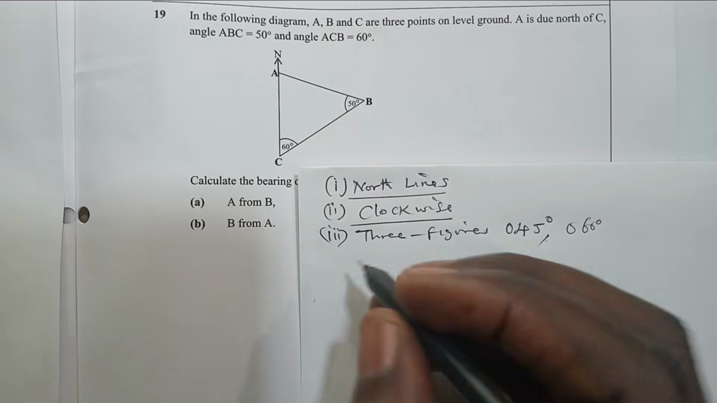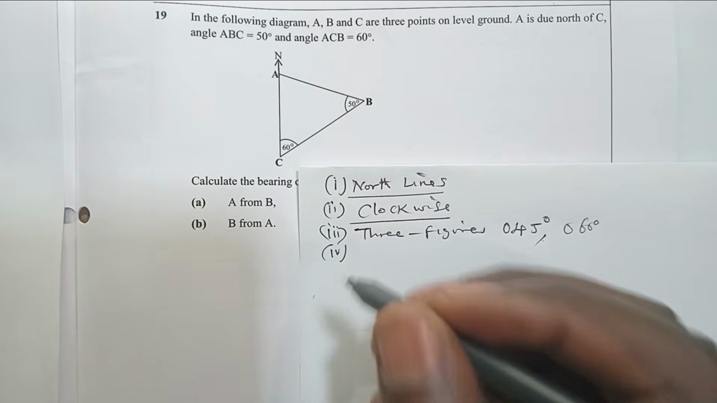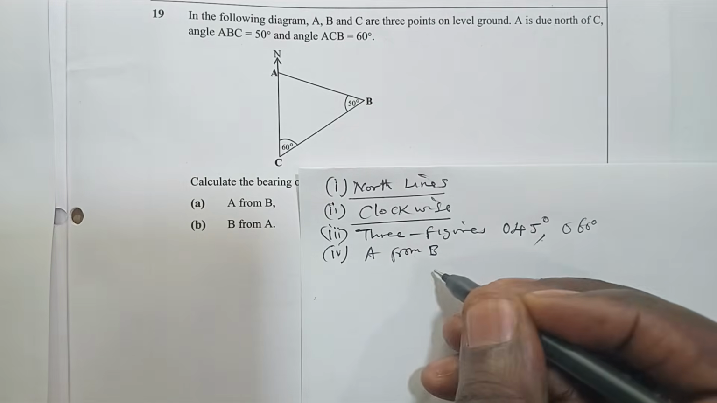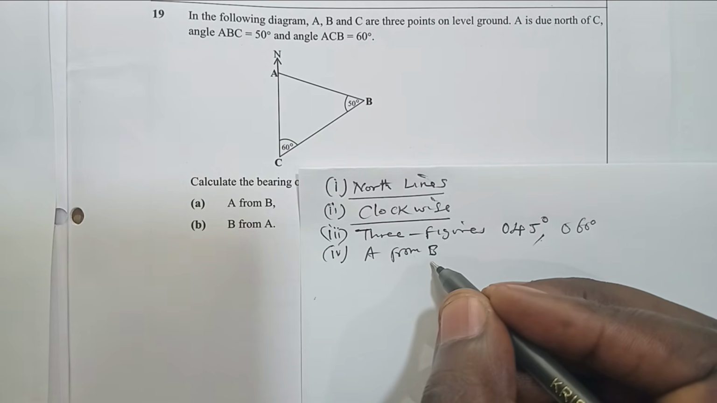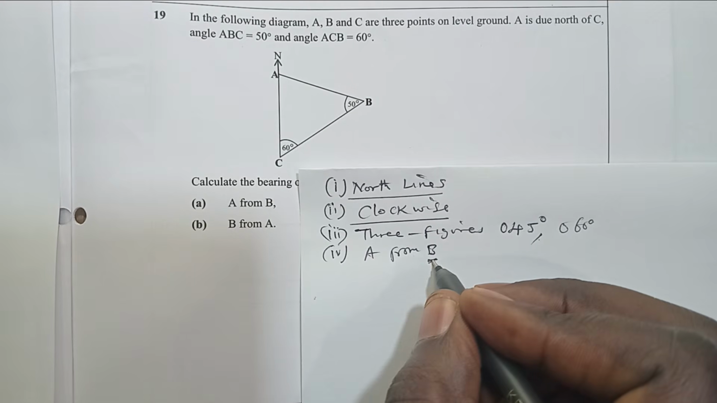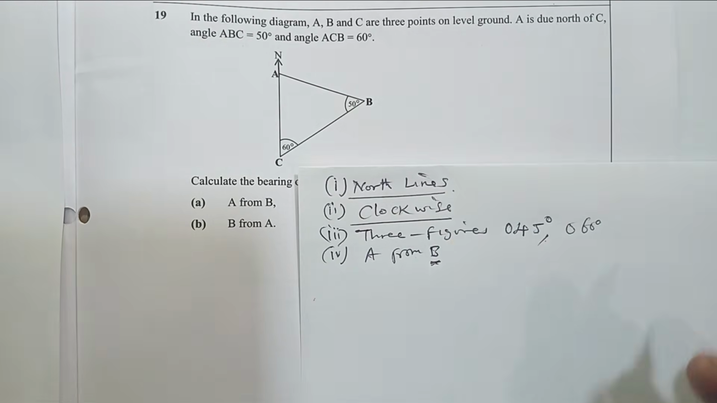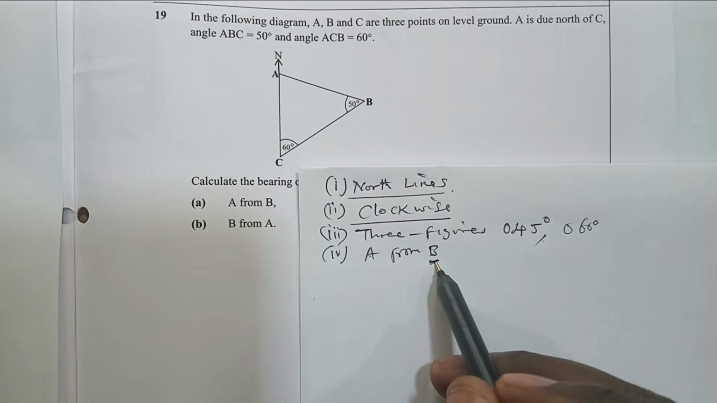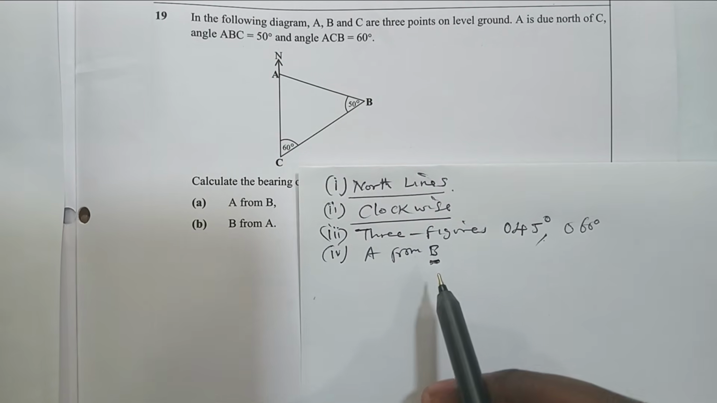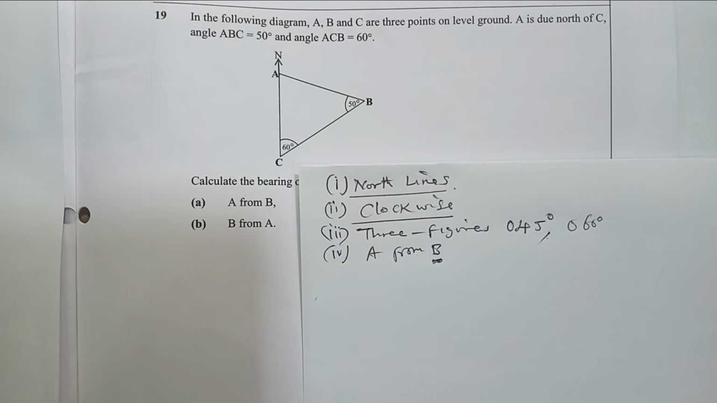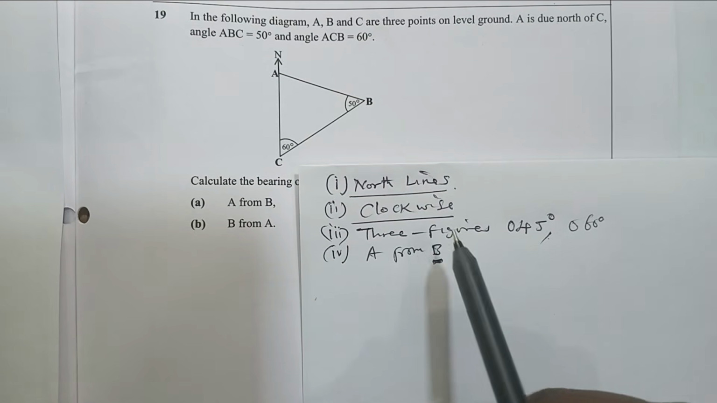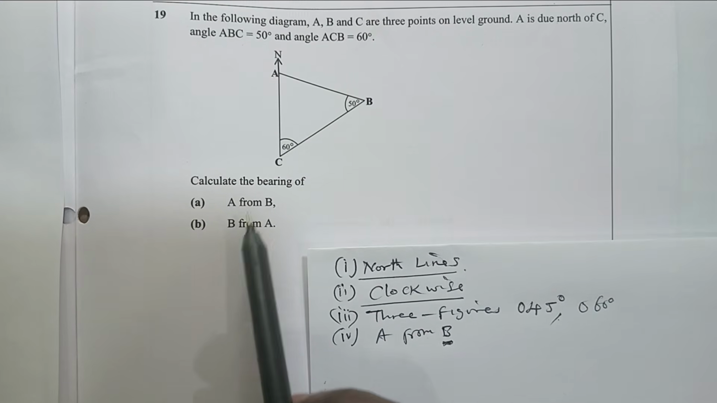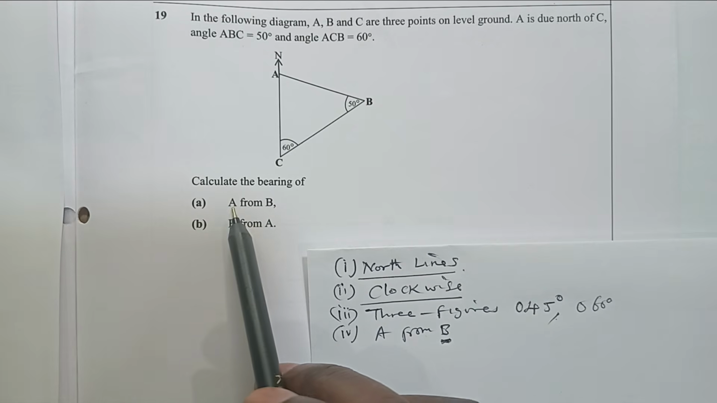In addition to this, you also need to understand the language under bearings. If we say calculate the bearing of A from B, then the measurement of the bearing is going to be done at the point where B is, starting from the north line, going the clockwise direction, and then expressed in 3 figures. These are important concepts under bearings. Now let's see how we can apply the points that we have mentioned through the question that we have. Calculate the bearing of A from B.